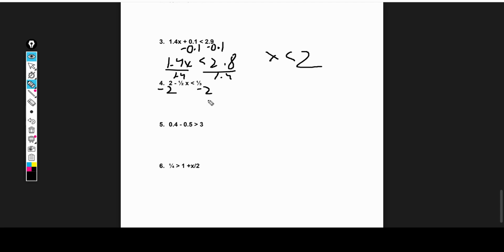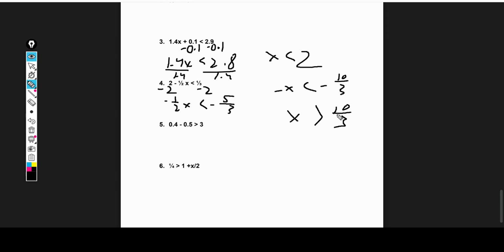Now this problem is going to be a little interesting, so tune in for that. Negative 1/2 x is less than, we end up with this equals negative 5/3. Now we're going to multiply both sides by 2. So we end up with negative x is less than negative 10 over 3. And now we're going to multiply both sides by negative 1, and we get x and 10 over 3. But the thing is, it's now x is greater than 10 over 3.